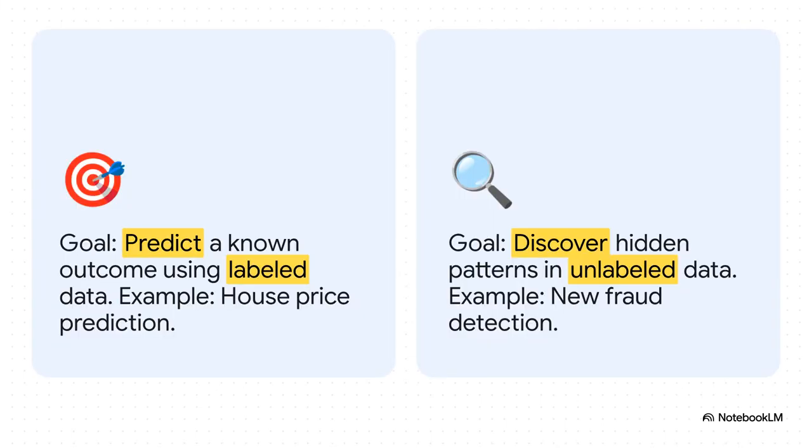So let's just boil it all down. Supervised learning is about prediction. You use labeled data because you want to predict a known answer. Unsupervised learning is about discovery. You use unlabeled data to find hidden structures you didn't know were there. Prediction versus discovery. Two different tools for two totally different jobs.